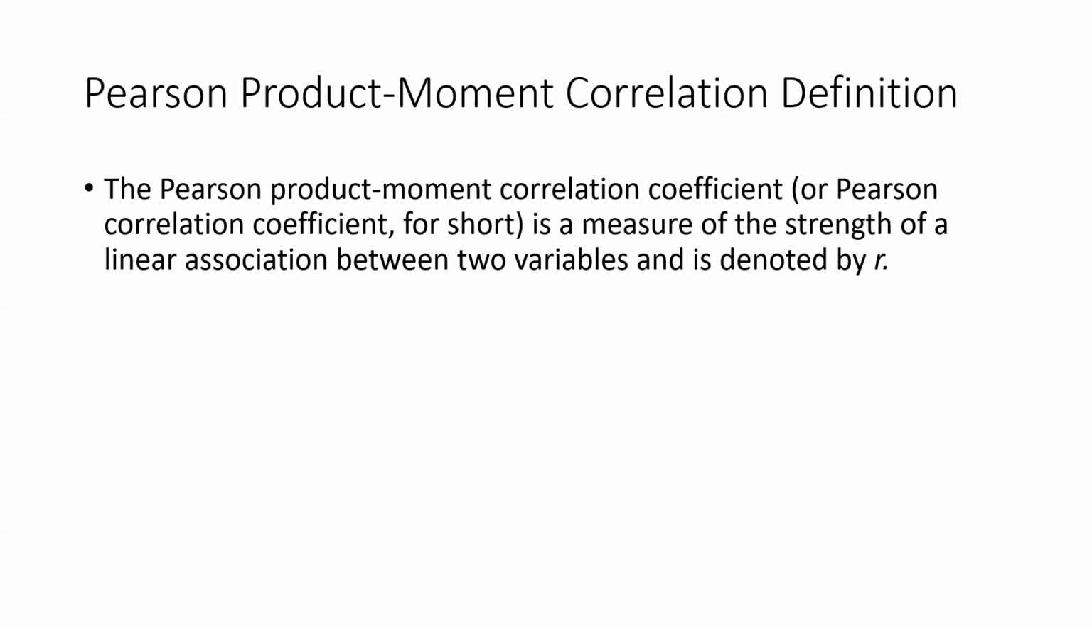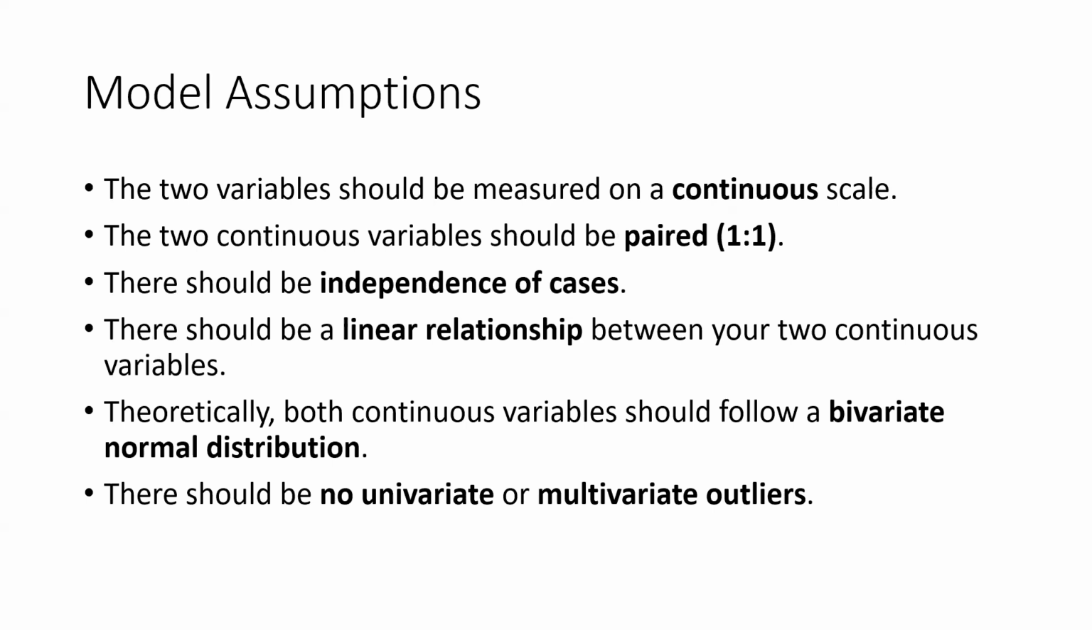So here are a couple of model assumptions. The two variables should be measured on a continuous scale. The two continuous variables should be paired one-to-one. There should be independence of cases. There should be a linear relationship between your two continuous variables. Theoretically, both continuous variables should follow a bivariate normal distribution, and there should be no univariate or multivariate outliers.